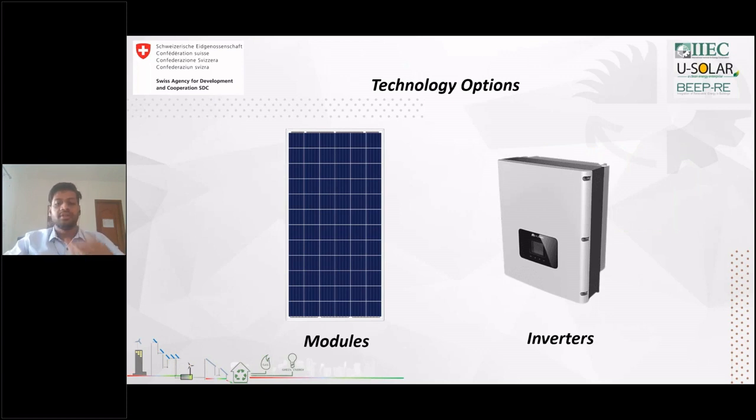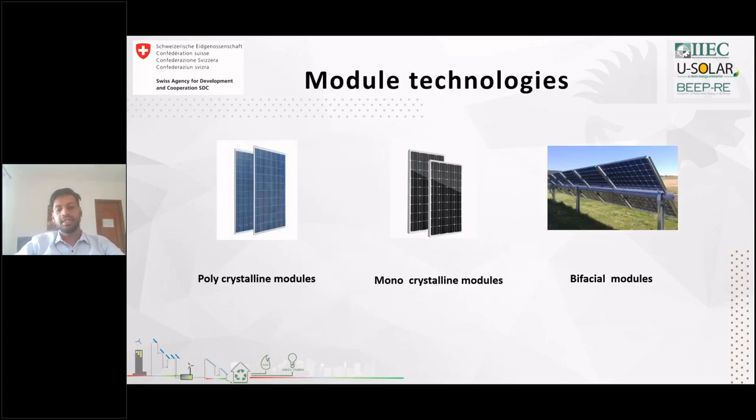Okay, now let's go ahead with the topic of how you select the technology. We'll start with the model technologies. There are three main types of model technologies. The first one is polycrystalline, the next one is monocrystalline, and the latest one right now is the bifacial models. Briefly, polycrystalline is used mostly where space is not a constraint. Polycrystalline models range from 300 to 350 watt peak.